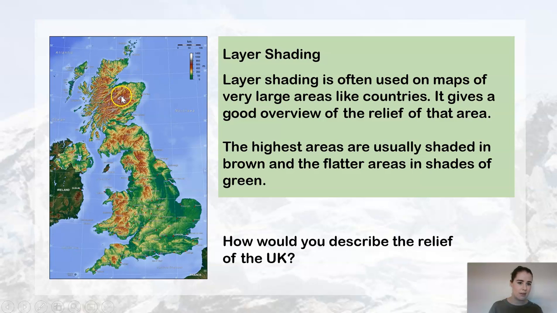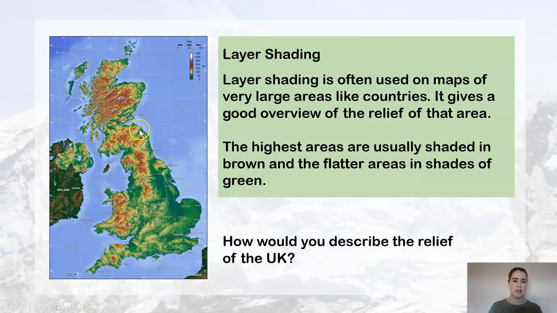Now, when we start to see areas here that are covered in very, very tiny bits of white that you can see, we're hitting mountains of up to 1,000 to 1,400 metres off the ground level, okay? So this is what we call layer shading. This is often used on maps which are of very large areas. If we're looking at countries or possibly even continents, this is the way that they would be shown on a map, because it makes it easier to identify, and it also gives a good overview of the relief of that area.